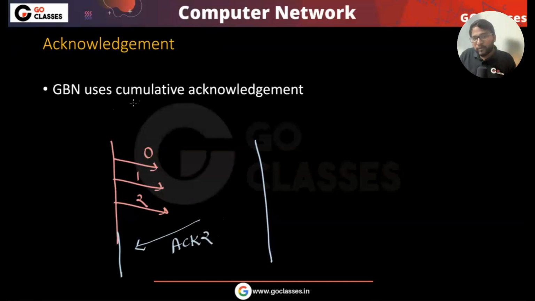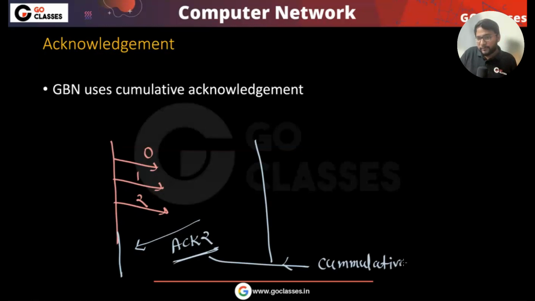Now in go back n, we are using cumulative acknowledgement. So what does this cumulative acknowledgement mean? Interestingly, it means here that all the packets. So this ACK 2 means that packet number 1 has arrived, and not just packet number 1. All the packets before packet number 1 also have arrived. Okay. See, this is the cumulative acknowledgement. Cumulative ACK. So what does this mean? It means that all the packets before me also have arrived.